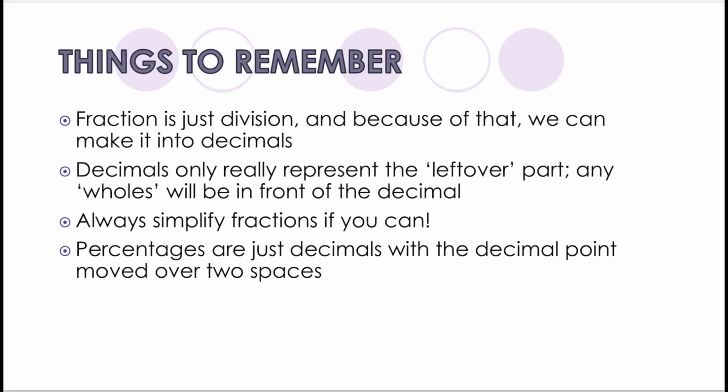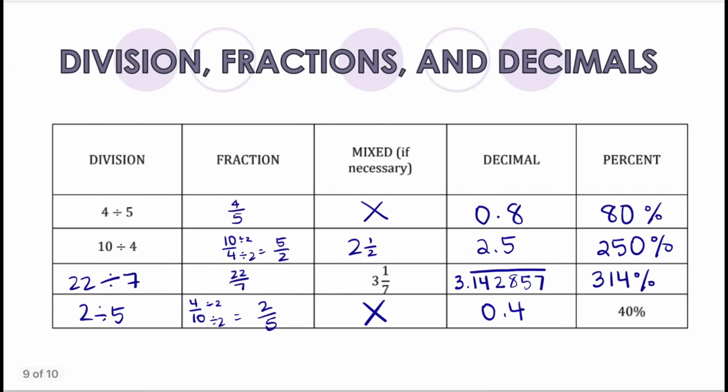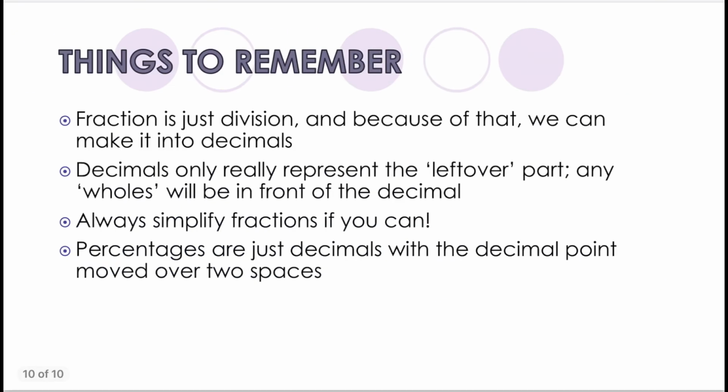So some things to remember: fraction is just division, which means we can make it into decimals and just go back and forth between those. Decimals really just represent the leftover part, and then any wholes will be in front. So kind of like here, this was the wholes and this was the decimal. Always simplify the fractions if you can. I know I've said that before, and I'll say it a million times more because students never remember to simplify fractions. It drives me crazy. And then percentages are just decimals. Just you move the decimal 2 places because you multiply it by 100.